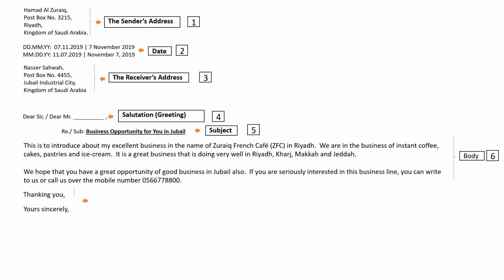After you have finished drafting the body of the letter, you can write the complimentary close. The complimentary close is the customary way of ending the letter by saying nice words like "thanking you," "yours sincerely," and so on. Now, before you write that, you could end your letter with lines like these.